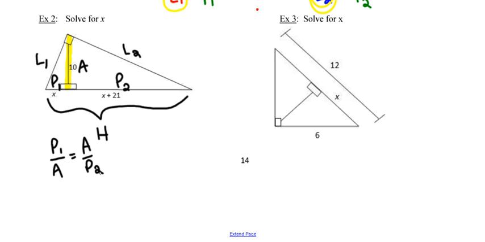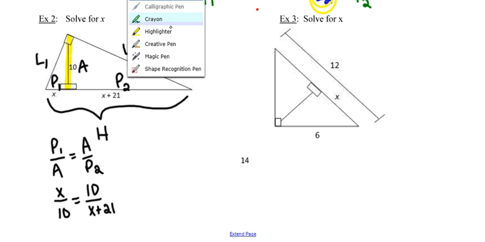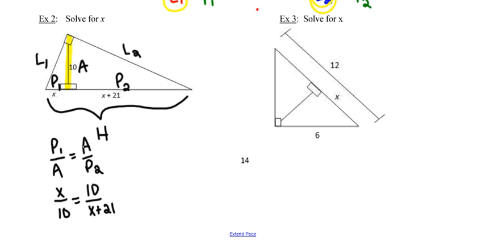And then I'm just going to substitute the pieces that I marked in my picture into my proportion. So my part 1 was x. My altitude is 10. My altitude is 10. And my part 2 is x plus 21. Notice that in my proportion, the means are identical. If these means aren't identical, that means I made a mistake when I set up my proportion, and I had better go back and revisit that proportion because it's wrong.